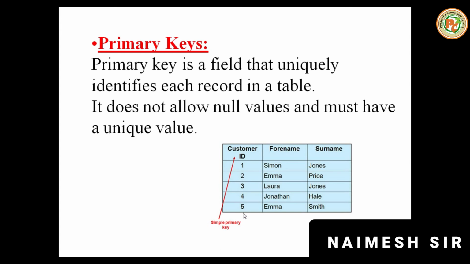The field which is going to be unique is called the primary key, and we have to assign at least one primary key in each table.